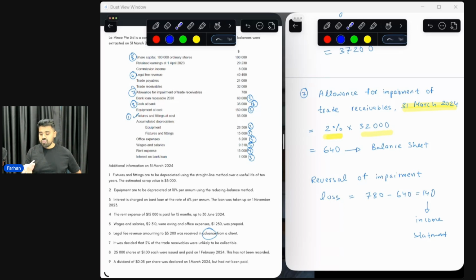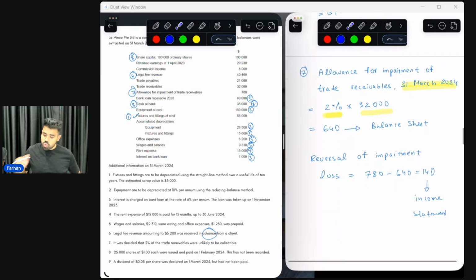So that is, in fact, also applying the prudence theory, which states that we are not to overstate our assets and profit and not to understate our liabilities and expenses. So we are very careful in that case. Now, when there is a reversal, it is obviously a good thing, but $140 is what we include as part of our other expense. But here is the catch.